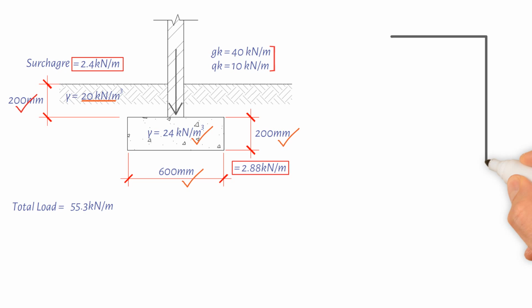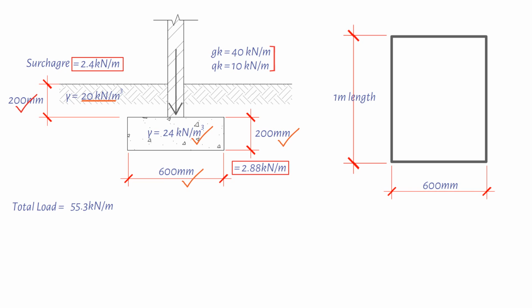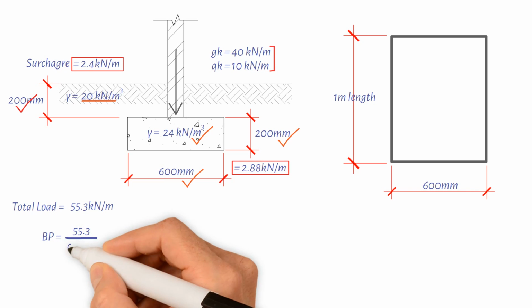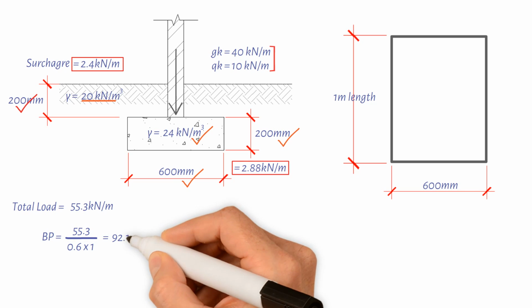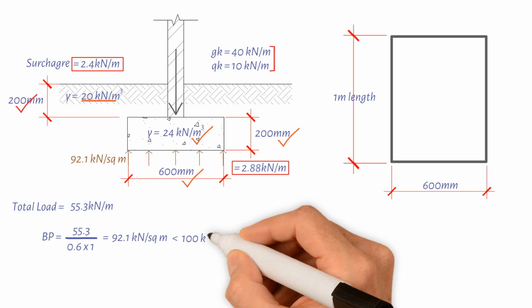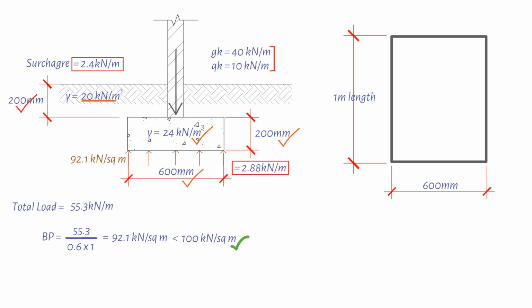If this load is divided by the width of the footing, 600 mm per meter length, then the bearing pressure becomes 55.3 divided by 0.6 times 1. This results in a value of 92.1 kilonewtons per square meter. Assuming the bearing capacity of the soil is 100 kilonewtons per square meter, then 92.1 kilonewtons per square meter is less than 100 kilonewtons per square meter, and the foundation is adequately designed for the subsoil.